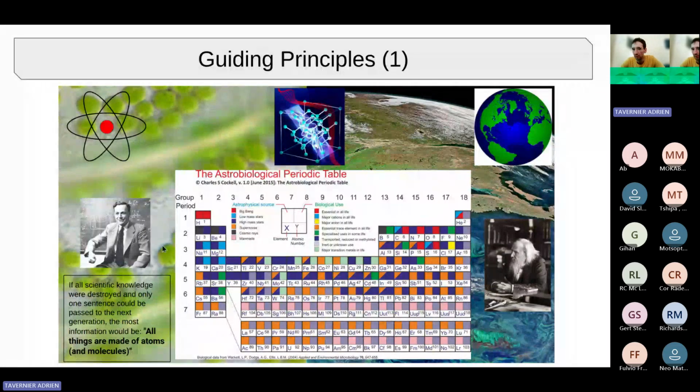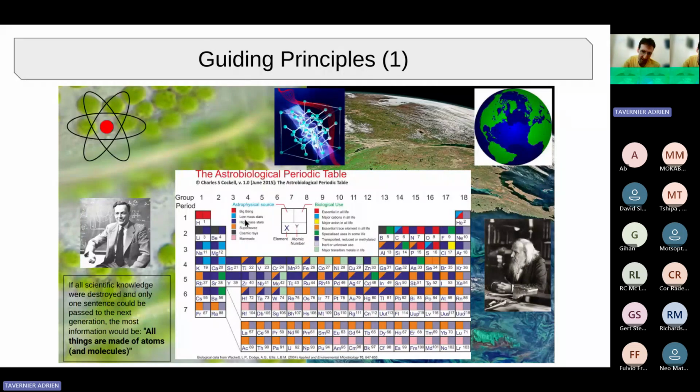You have here a quote of Richard Feynman, a physicist who won the Nobel Prize for his work on quantum physics. He was saying that if all scientific knowledge were destroyed, and if we had to keep only one sentence for the upcoming generation, which sentence would carry the most information? And he said that all things are made of atoms. And I add, and molecules, because we will focus mainly on molecules in this talk.